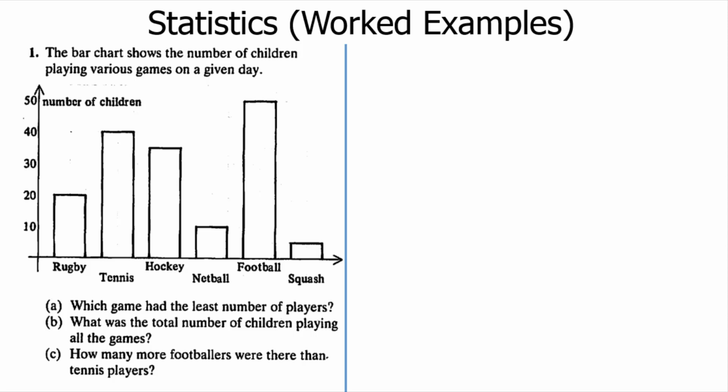Okay, A. Which game had the least number of players? So for our solution, we are looking for the least number of players. By inspection, we can see that the one that has the shortest bar is squash. Squash has the shortest bar. So therefore, our answer is squash. Very easy, right?